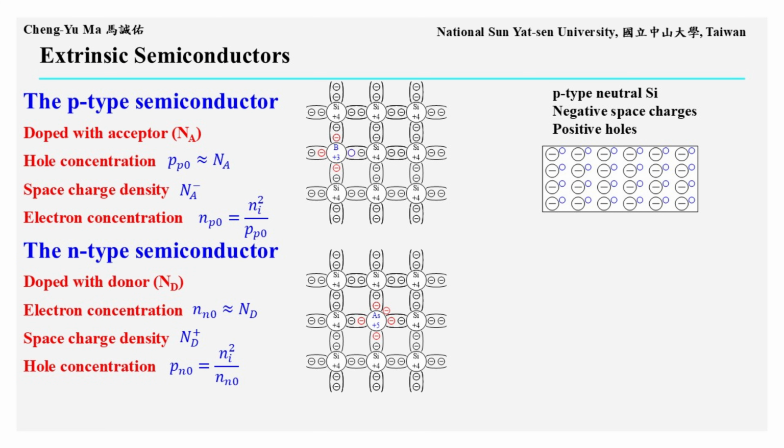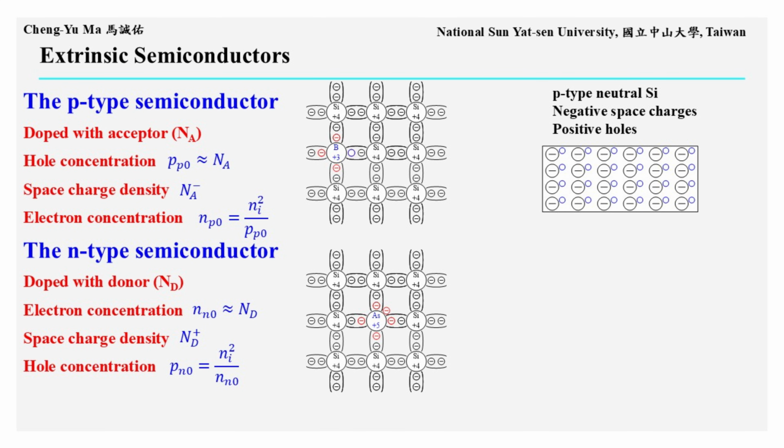Similarly, a neutral intrinsic silicon semiconductor becomes a neutral n-type semiconductor after being doped with neutral group 5 elements. The concentration of the donor dopant is Nd. At room temperature, the donors can be fully ionized and release electrons. Since each group 5 dopant atom releases one electron, the electron concentration in the n-type semiconductor, nn0, is approximately equal to the doping concentration, Nd.